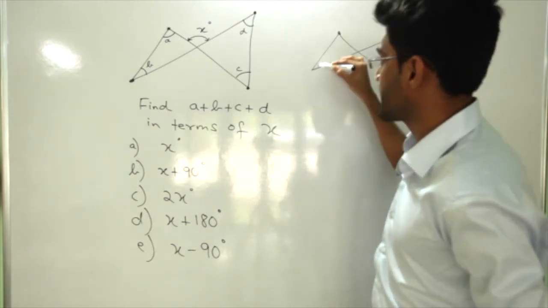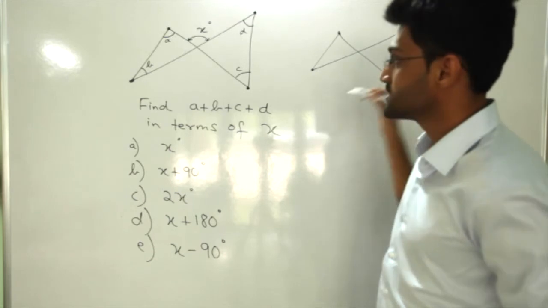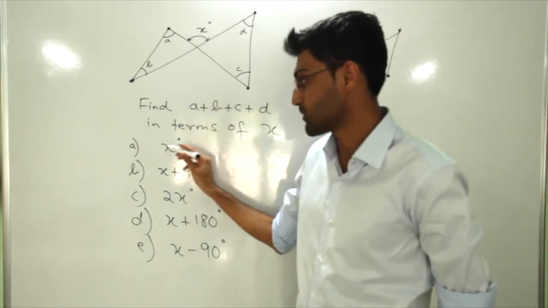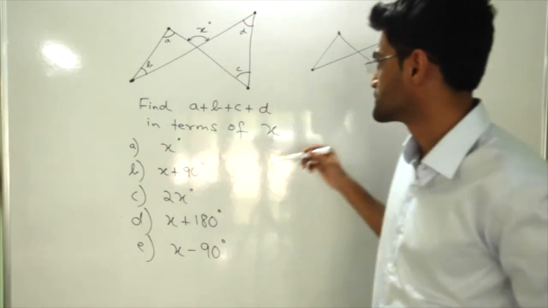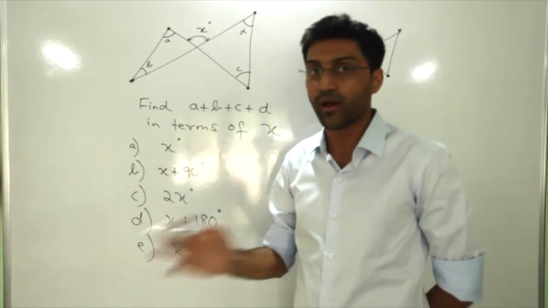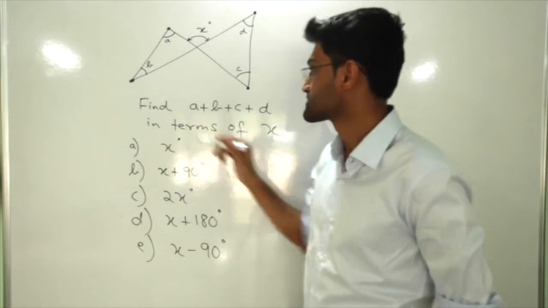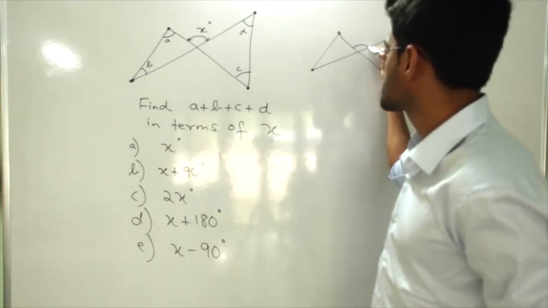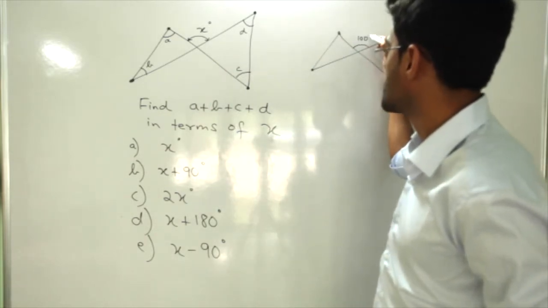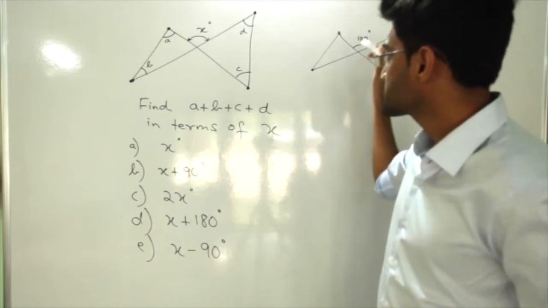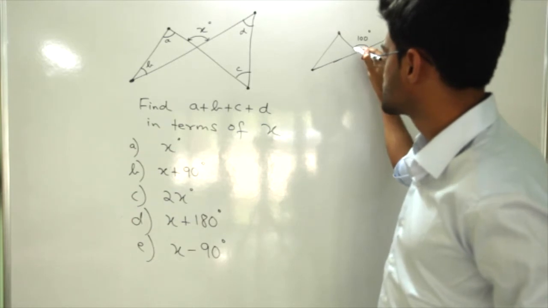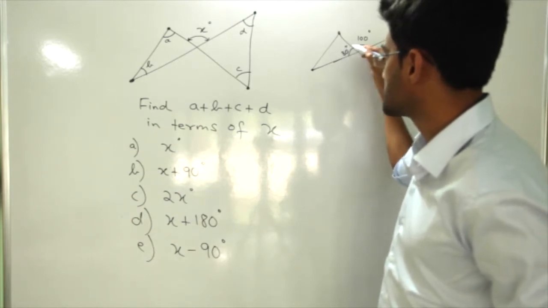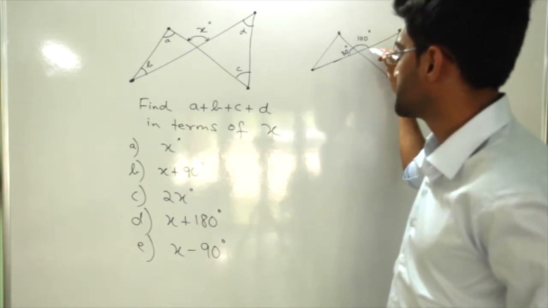We want to relate x, a, b, c and d. We look at the options and the options don't really give us a clue in terms of how to go about doing it. Plug in any value that you want in terms of x. So let me choose the value of x to be, for example, 100 degrees. If x is 100 degrees, this is a straight line, which would mean that this would be 80 degrees because this forms a linear pair.